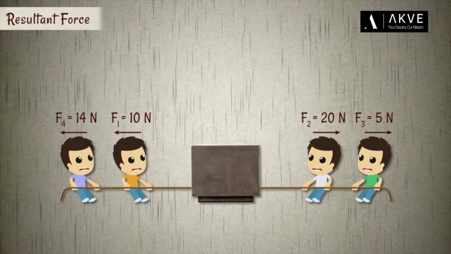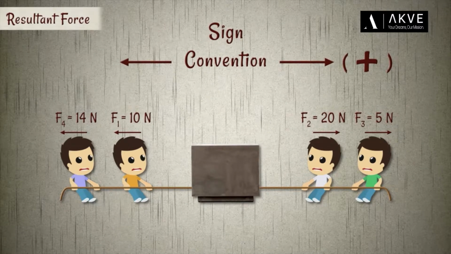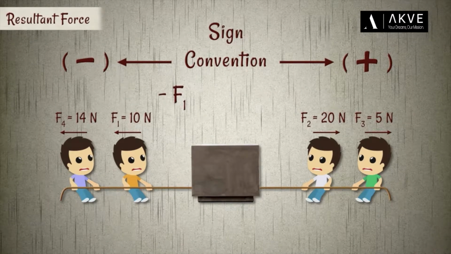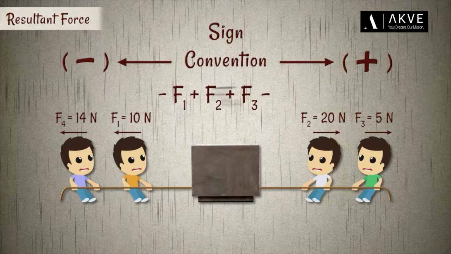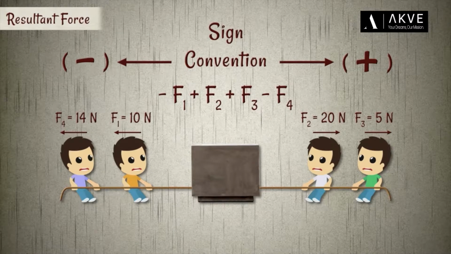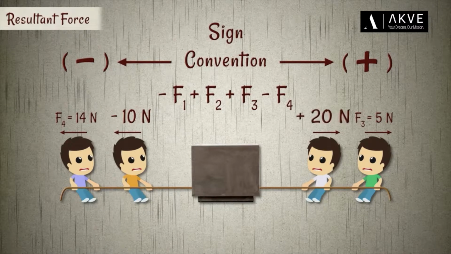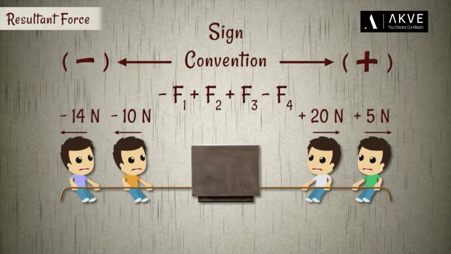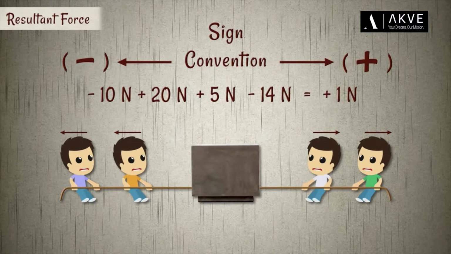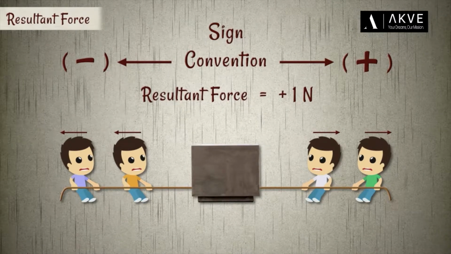So first of all, guys, we'll choose a sign convention over here. I'm going to choose right side as positive and left side as negative. Now once I do that, my resultant force comes out to be minus F1 plus F2 plus F3 minus F4. All I have done is assigned the respective signs to the forces. Now once I put in all the values, the expression changes to minus 10 plus 20 plus 5 minus 14. Solving this, the resultant force comes out to be plus 1 Newton. So from this I can say that a resultant force of 1 Newton acts on the object in the right direction.